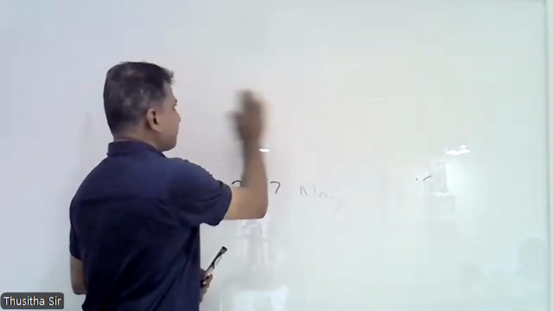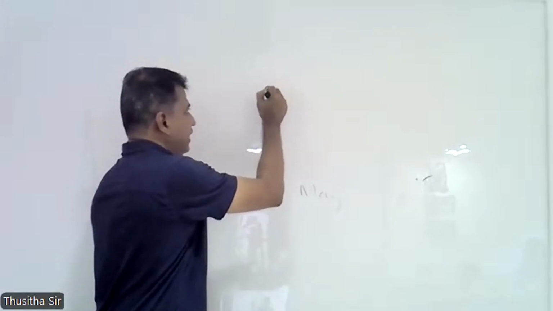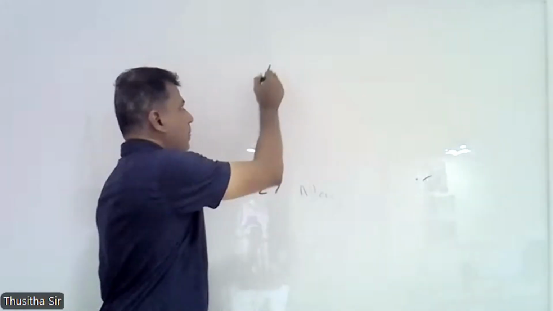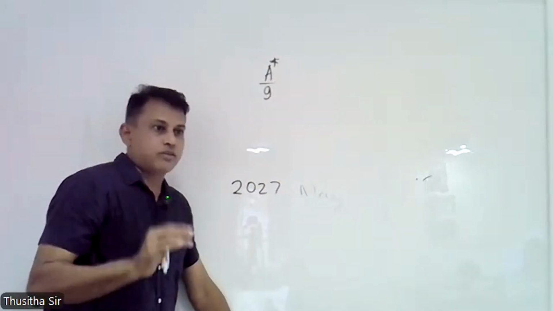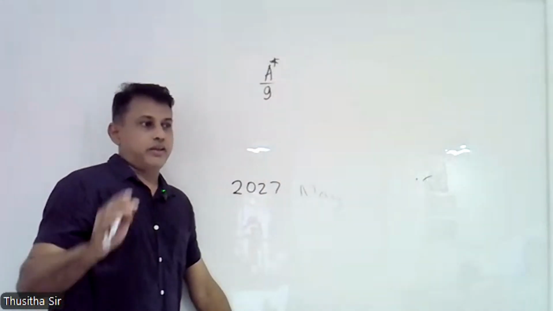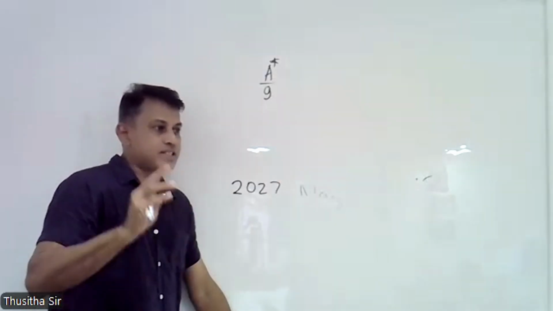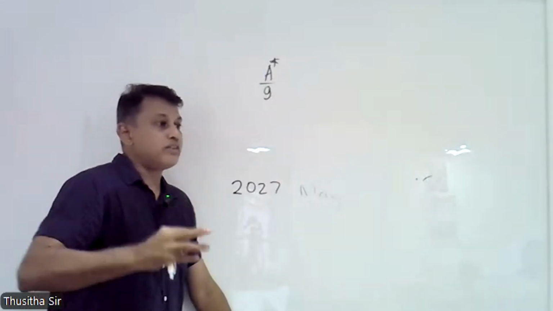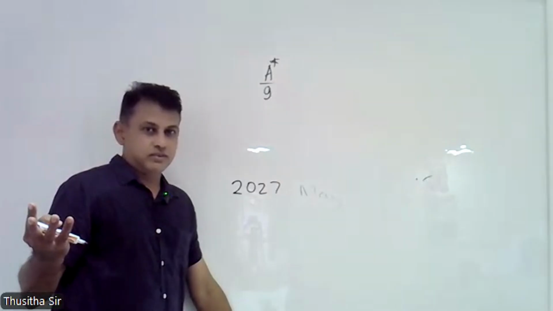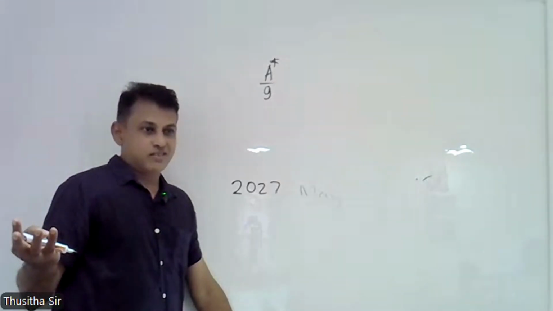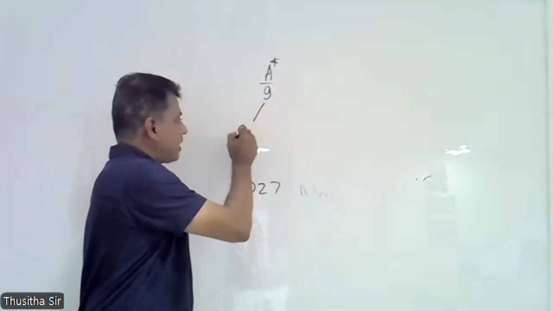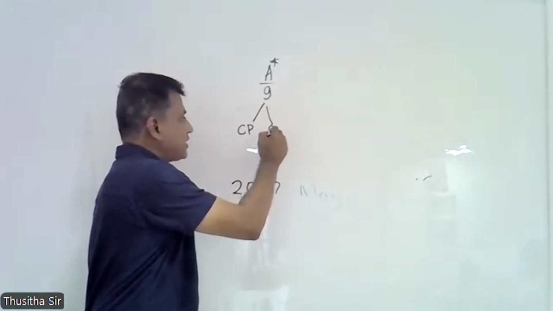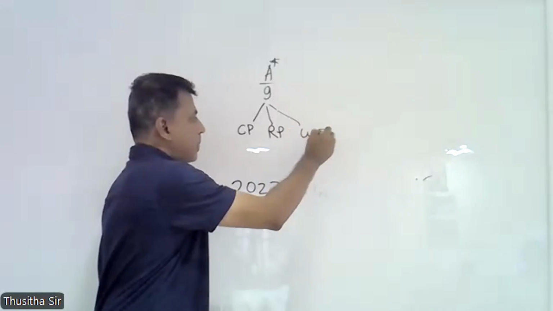Another thing. I told you 9 is the highest, or A star. But this is not the highest. There is something existing beyond 9. What is it? That is country prize, regional prize, world prize.